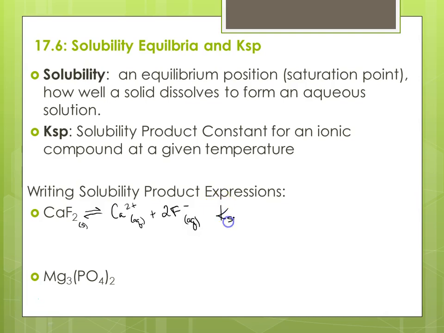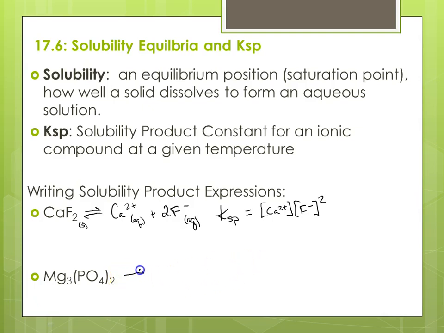So then to go ahead and write a KSP expression, remember that KSP is products over reactants. So this is going to look like that. Don't forget that coefficients become exponents, but then also remember what states of matter we never include in equilibrium constants, and that would be solids and liquids. So for these KSP expressions, you won't have anything in the denominator.